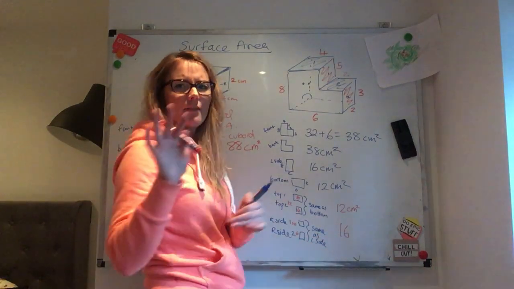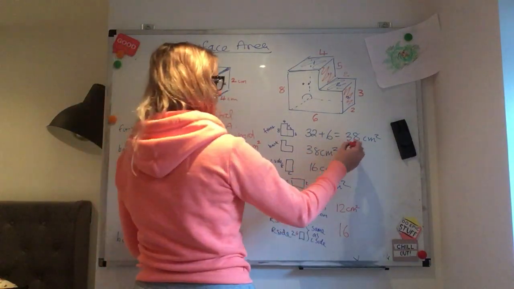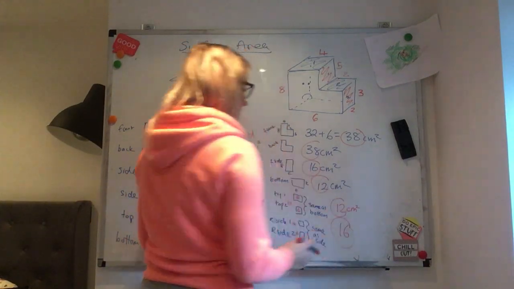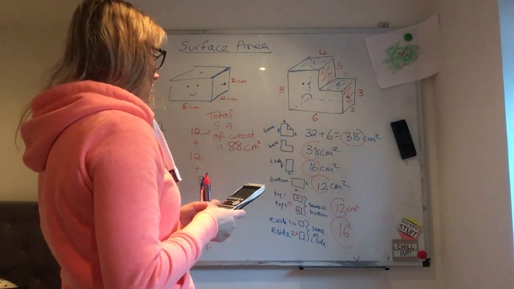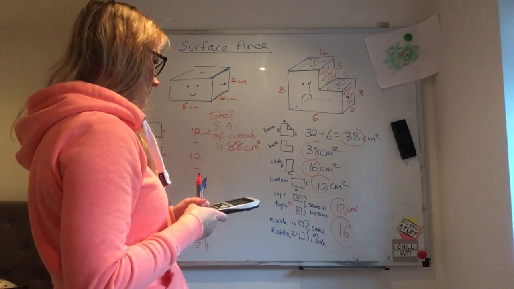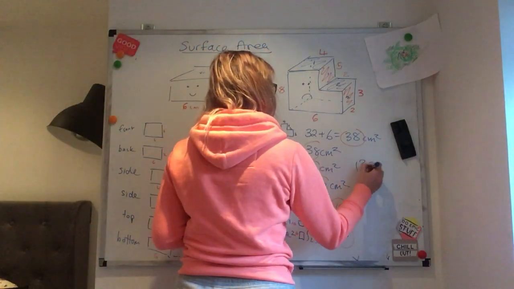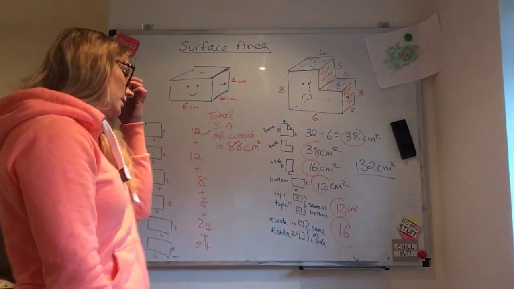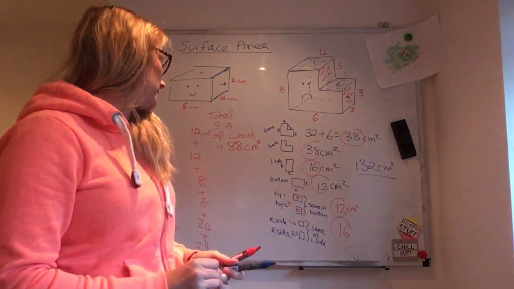Right, just have a quick check, have I got all the faces? Yep. Okay, finally add them all together, so I've got this, add this, add this, add this, add this, add this. 38, add 38, add 16, add 16, add 12, add 12. Equals 122. So that's the total surface area of this shape. That's it, I think. Fairly straightforward. Hopefully that's okay.